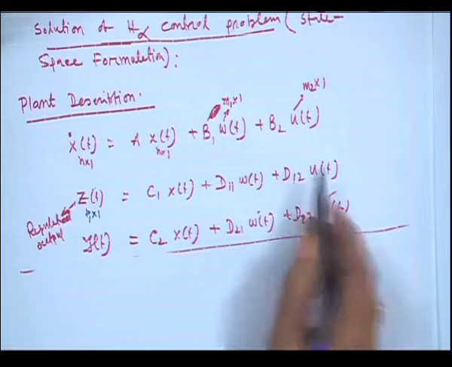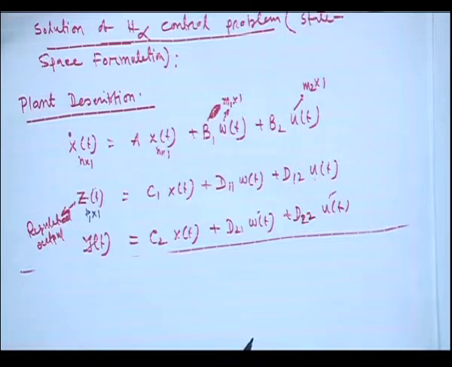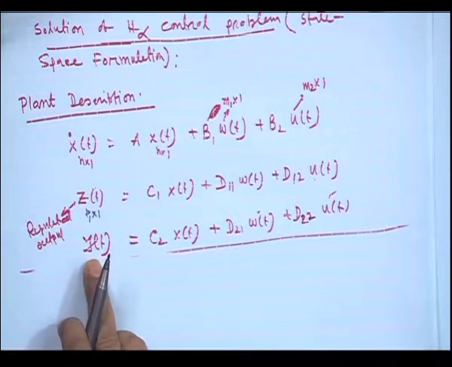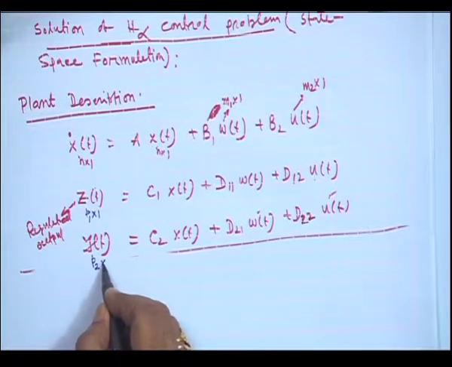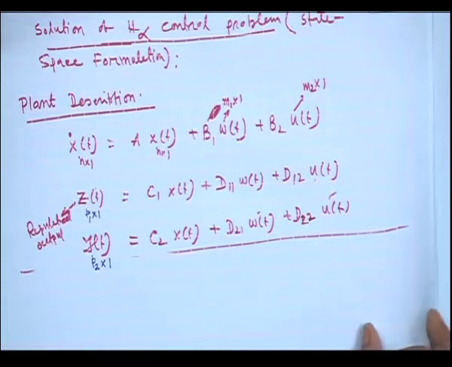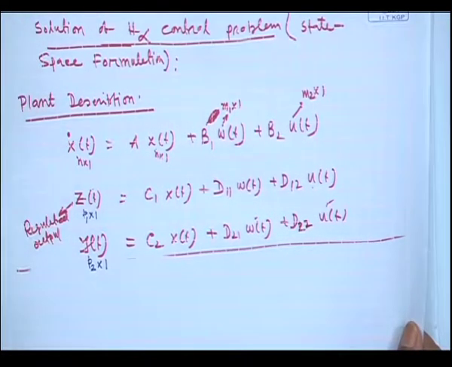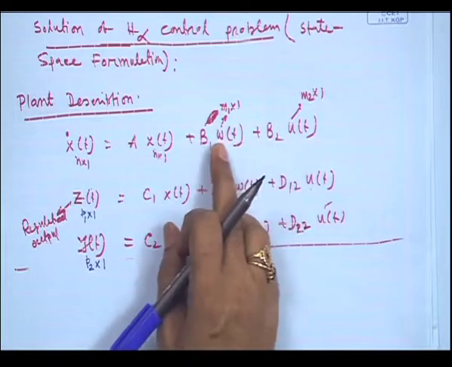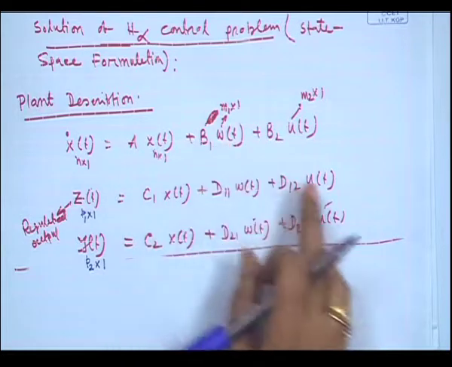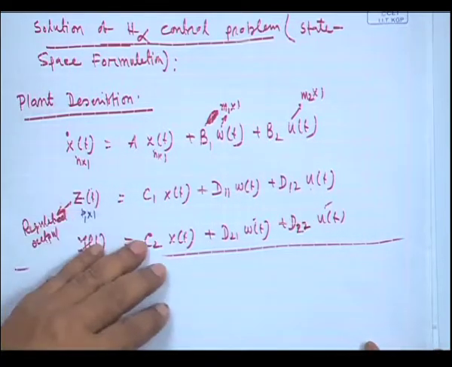And W and U are as I mentioned earlier. And Y is your measured output that will be used for control purposes to generate the control U. So, that dimension you can write as p 2 cross 1. So, this is the description of the plant. And if you see, we have two inputs in all equations: U, the control input, and W, the exogenous input.